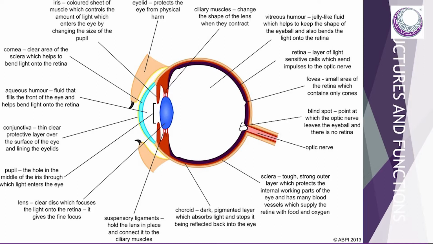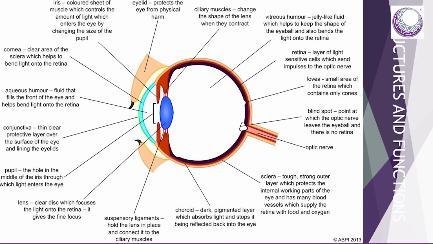And then in front here, we have the aqueous humor. The aqueous humor is a fluid that fills the front of the eye, and it helps to nourish the eye. It also helps in the bending of the light so that it focuses onto the retina. And then we have the conjunctiva. The conjunctiva is just a thin, protective layer, and it protects the inner parts of the eye.